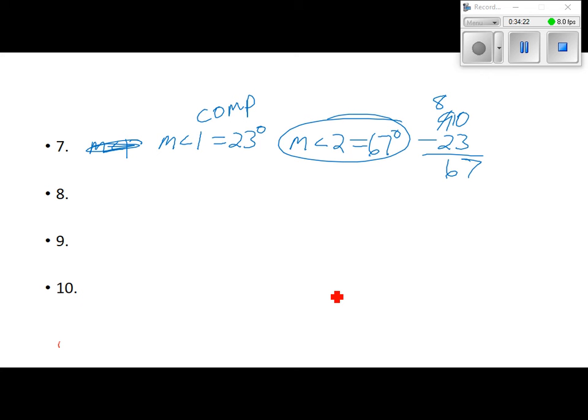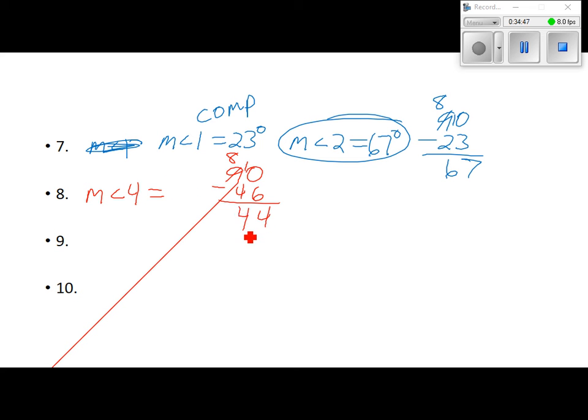Number 8 says angle 3 is complementary to angle 4, and angle 3 is 46 degrees. So if angle 3 is 46 degrees and we want to find the measure of angle 4, well, we just take 90 because they're complementary. 90 minus 46, we subtract that, borrow, we get 4 there, so angle 4 has got to be 44 degrees.